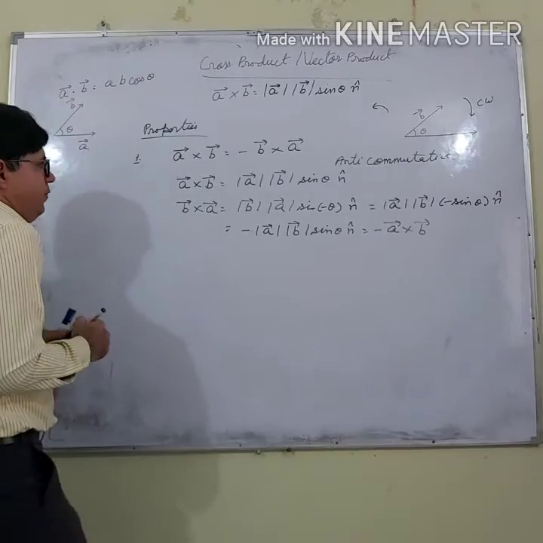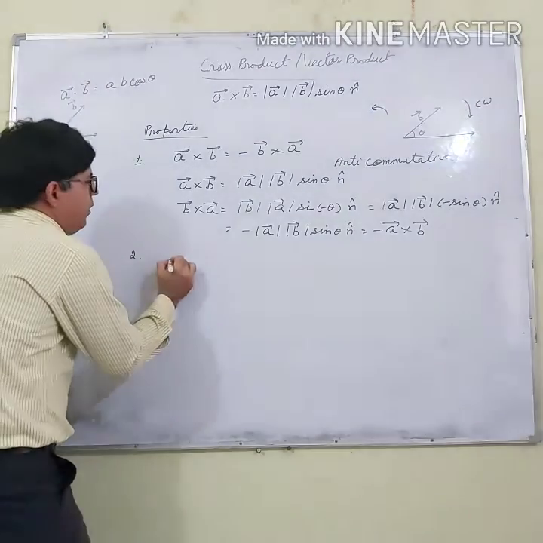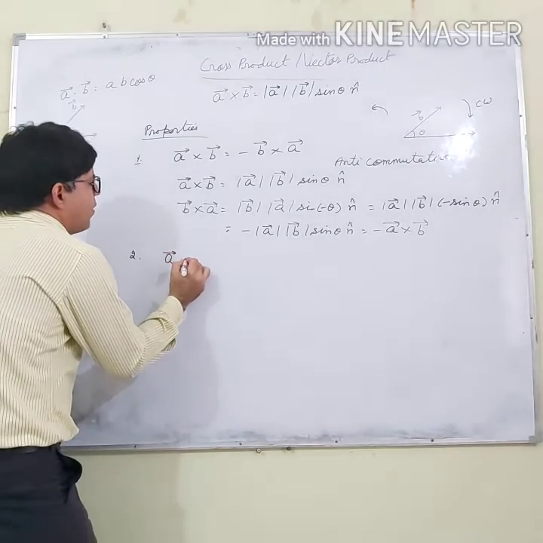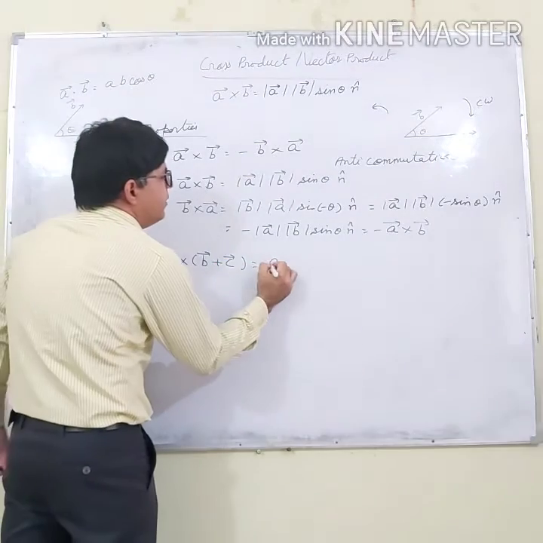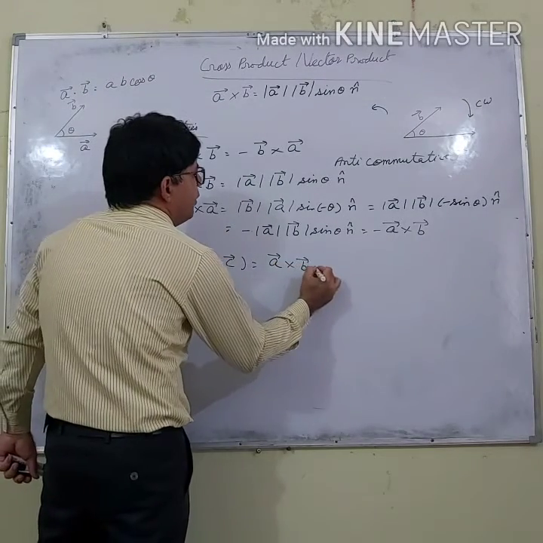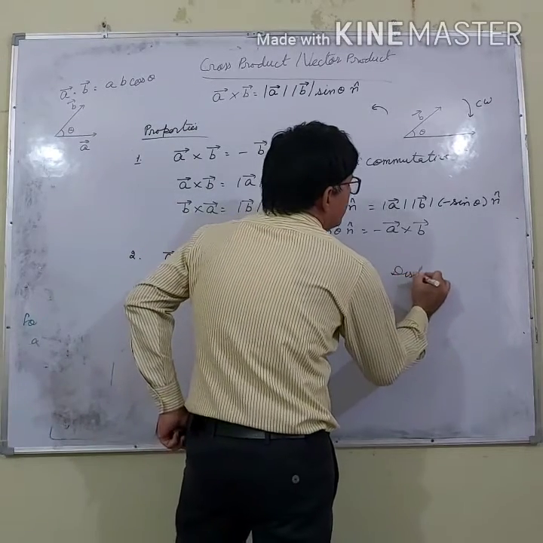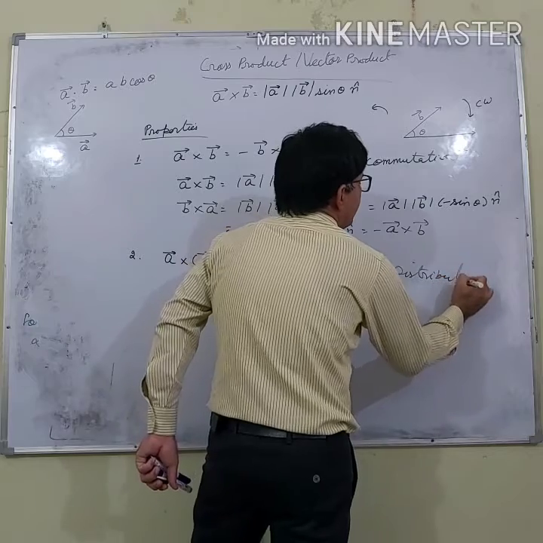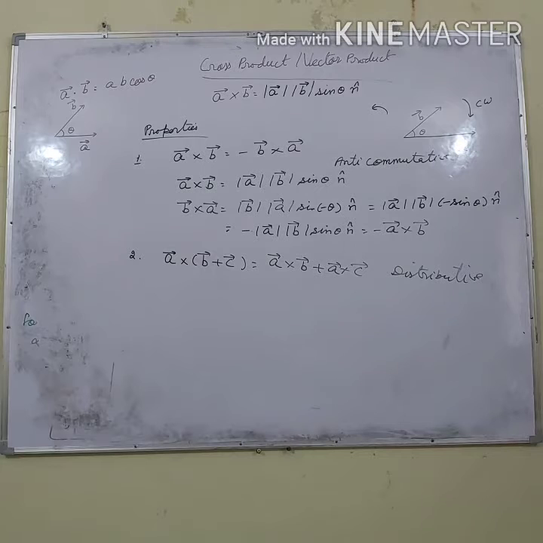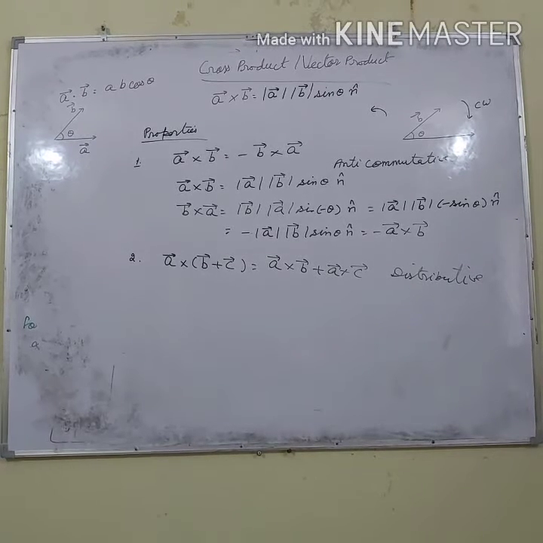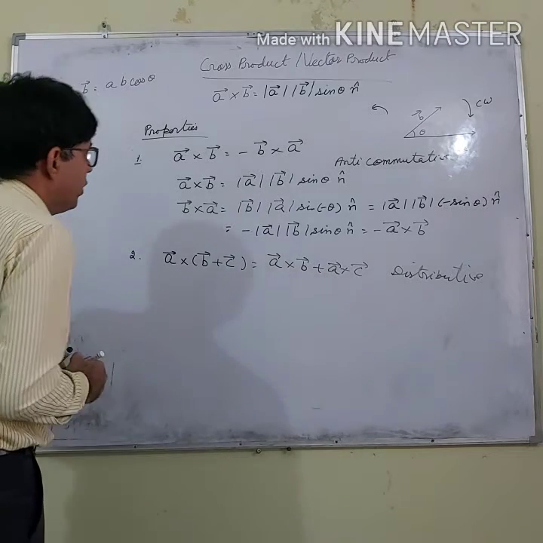The second point is that A cross, vector B plus C, is equal to A cross B plus A cross C. What is this property? Distributive. So this is the distributive property. We can say the cross product of two vectors follows the distributive law.